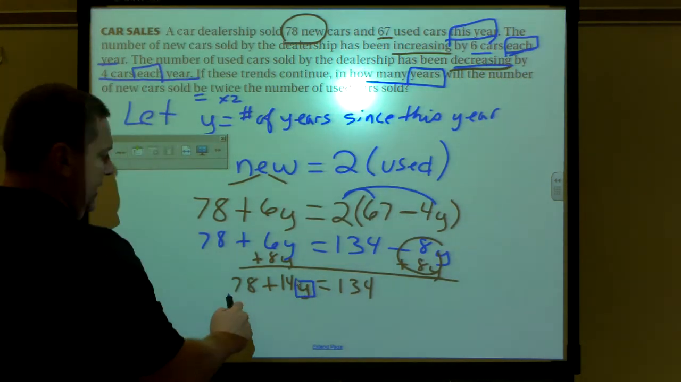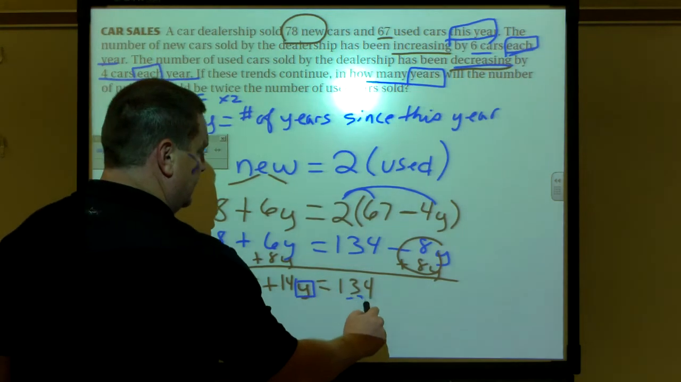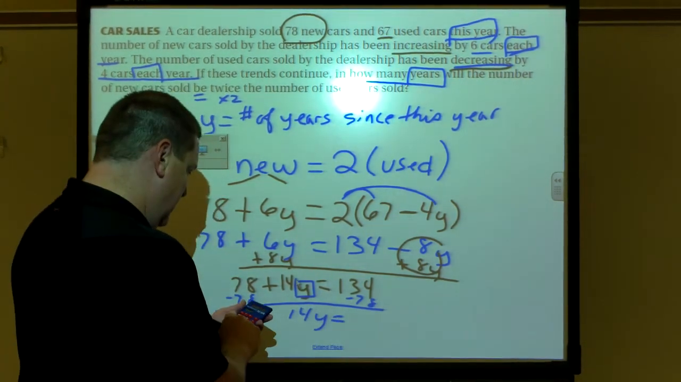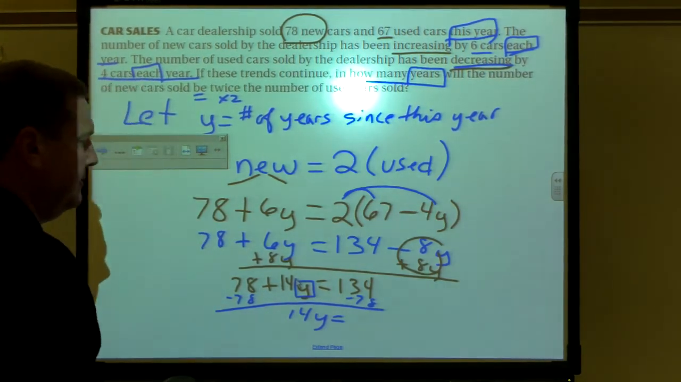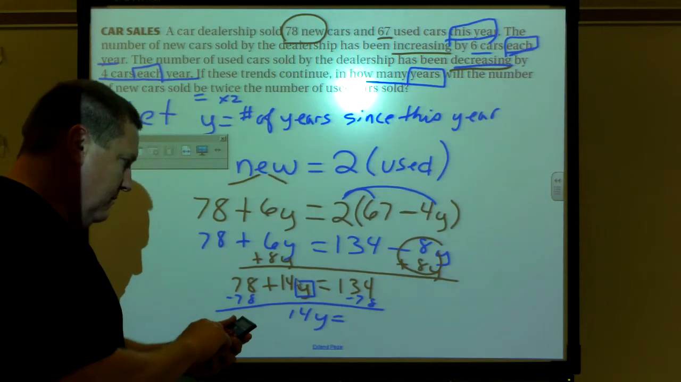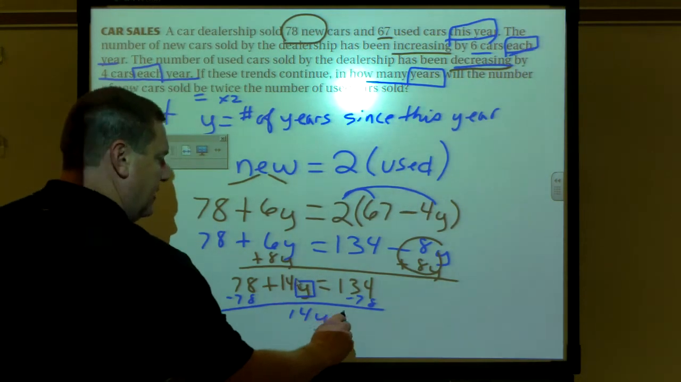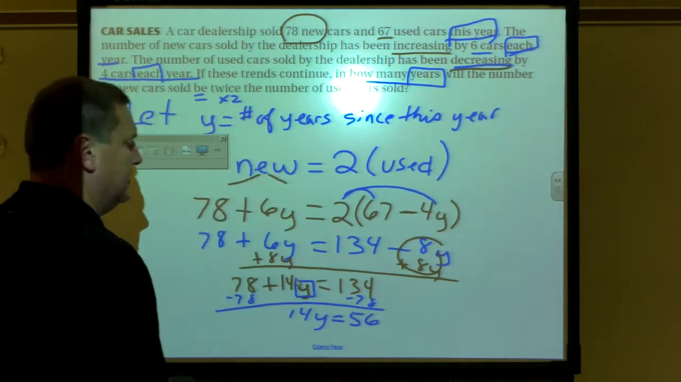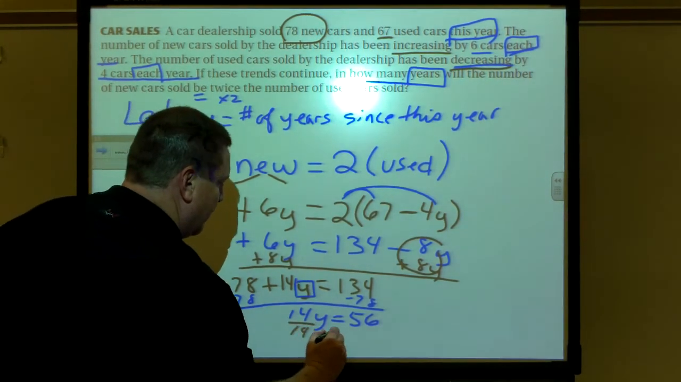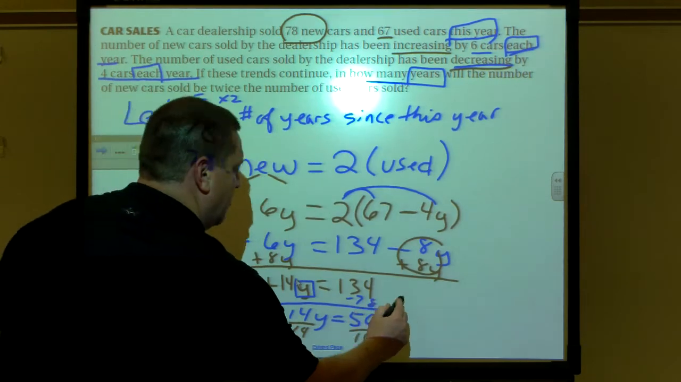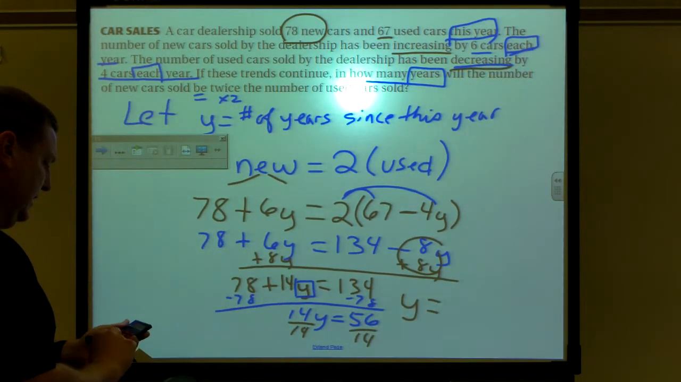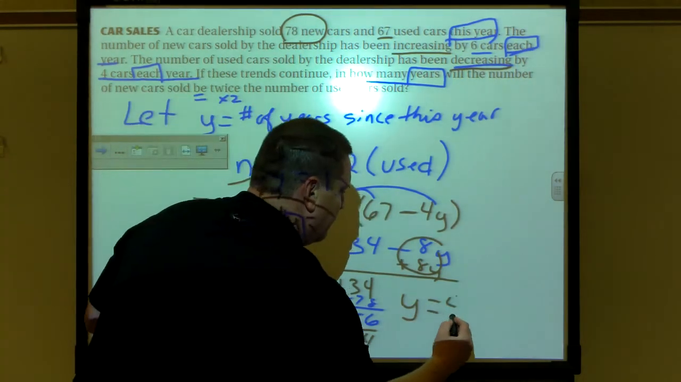This is a +78, so I'm going to minus 78 from both sides. I still have 14y equal to 134 minus 78. Make sure you use your calculators on that. Get 56. And then now all I got to do is divide both sides by 14. So y should equal 56 divided by 14, and y should equal 4.